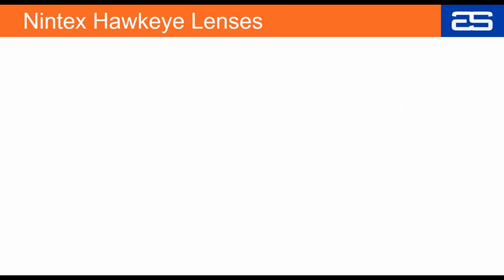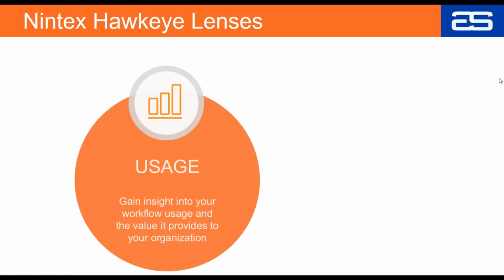So now let's talk about the 2 lenses that come with Nintex Hawkeye and are key to analyzing your Nintex process data. Each lens exists to help you answer particular questions, solve particular problems, and gain particular insights. First up, the usage lens. And so the usage lens provides a view of your organization's Nintex usage. For those of you familiar with Know Your Workflow, it's basically Know Your Workflow evolved.